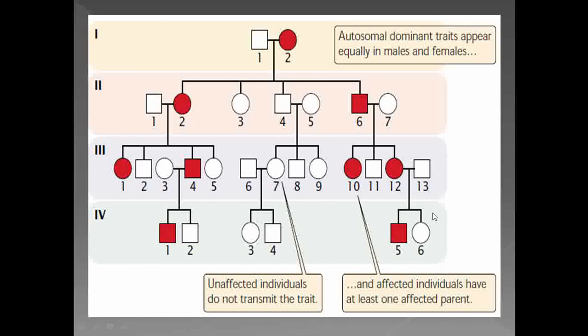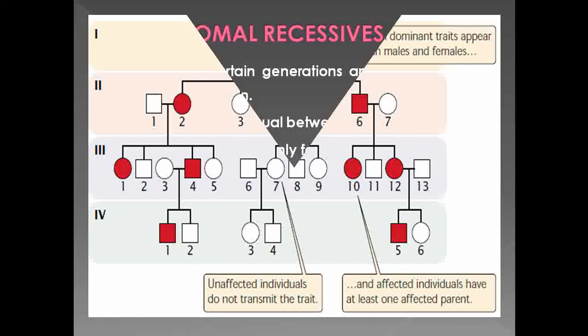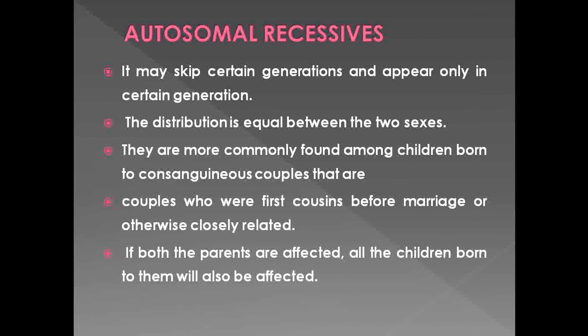So about this trait, you have to remember that these traits get equally transferred in the male as well as female. There is a chance of 50-50 transmission of that type of disease into the next generation. While in some generations, this autosomal dominant trait is able to express in every generation, but some of the individuals are also unaffected. Then the next one is the autosomal recessive trait.